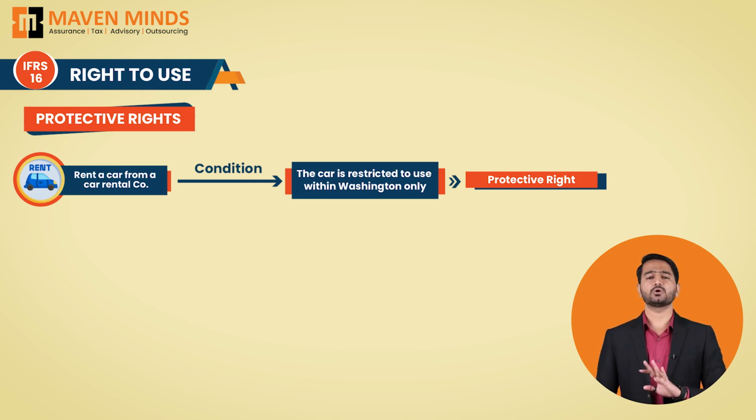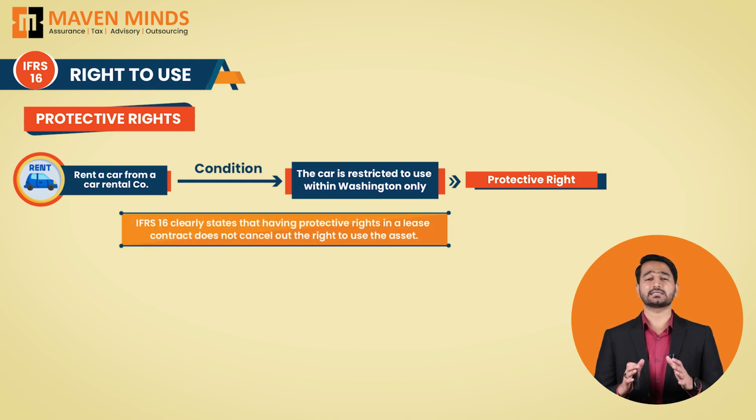Even though you cannot drive the car outside Washington, you still have full control over how to use the car within the city, within Washington. You decide when to use the car, where to drive within Washington, and how to operate the car. This means you still have the right to direct the use of the car. The protective right simply places some boundaries, but it does not take away your ability to make decisions about the car's use.